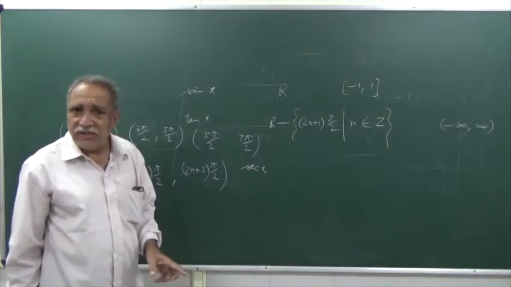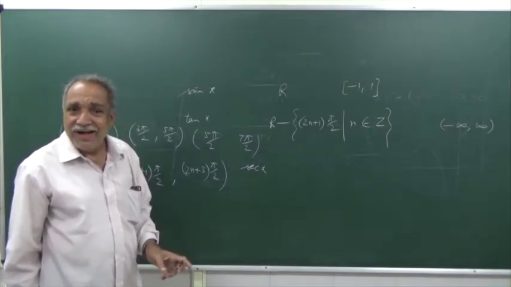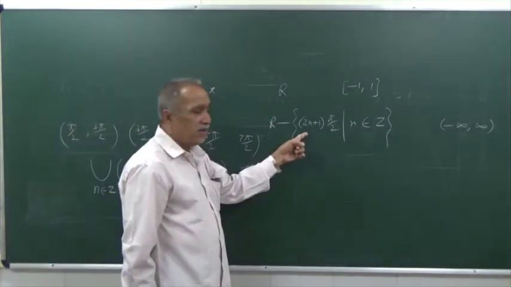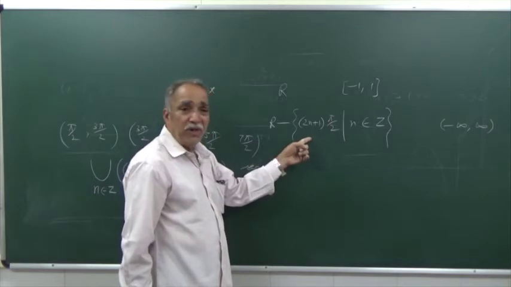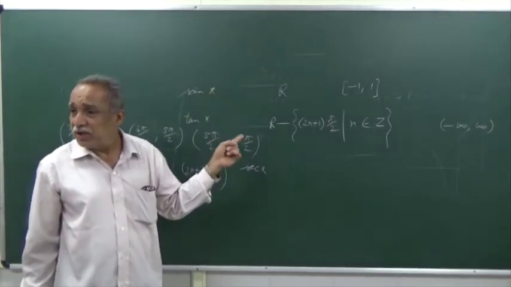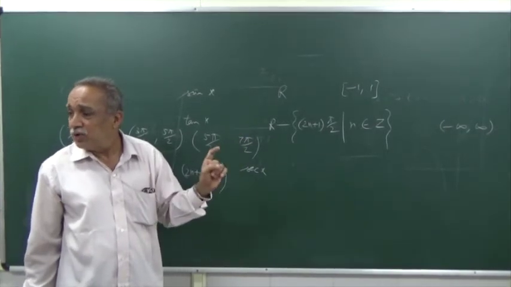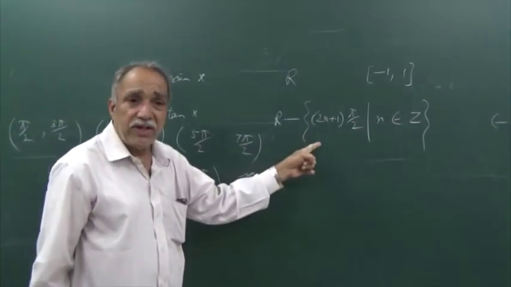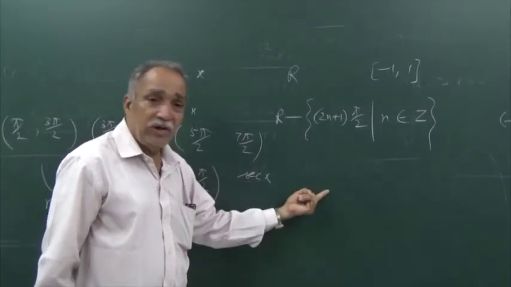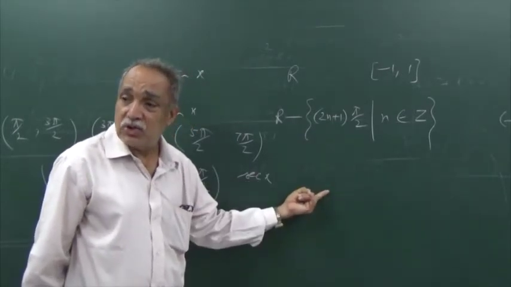Is secant x defined very well? This same set, is it not? For what reason this became the domain of tan x? Tan x is sin x by cos x. To have tan x meaningful, cos x must not be equal to 0. So what we found here is the set of all points where cos x is not vanishing. Same will work as domain for secant also.